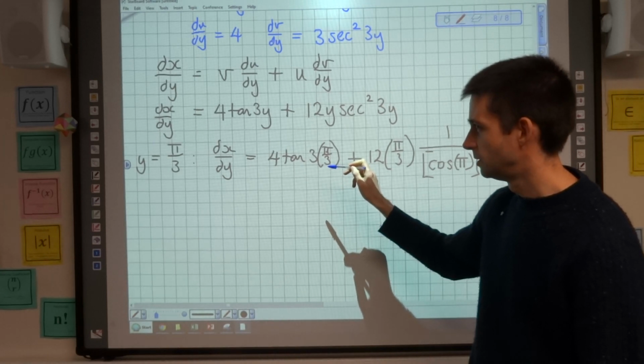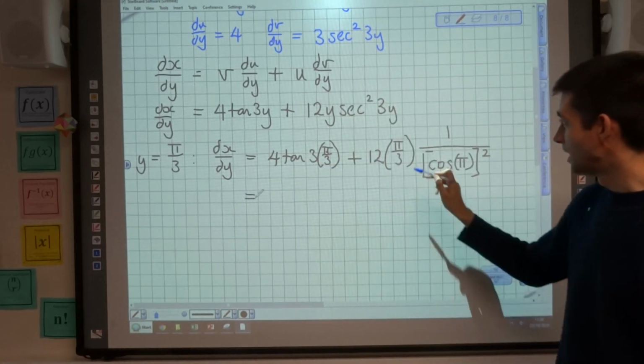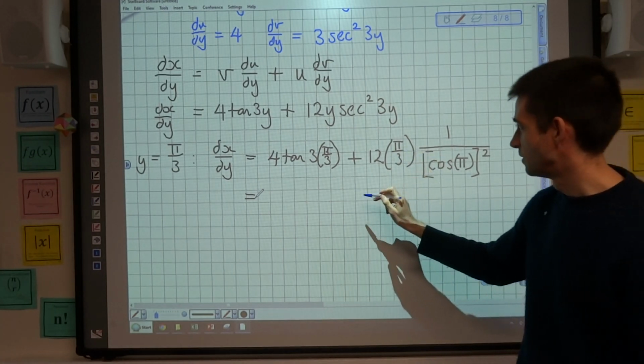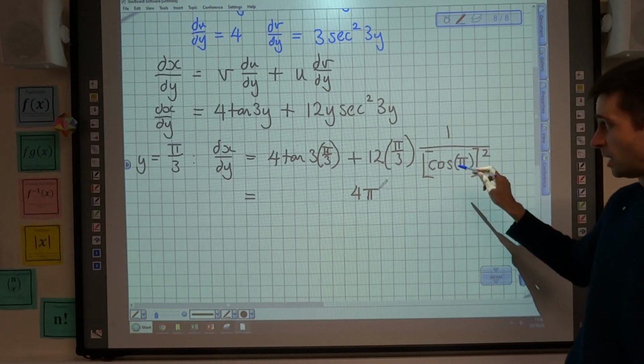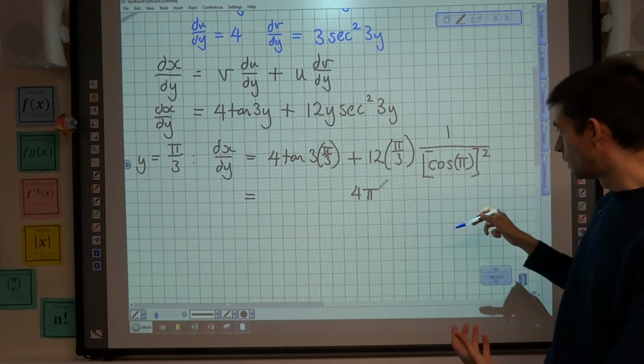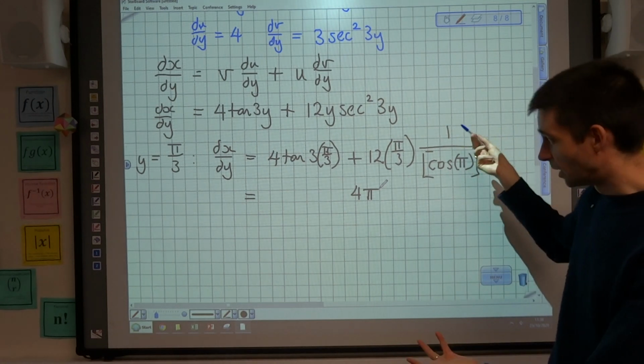Yes, tan of pi is 0. Brilliant. So we're going to get 0. And then we've got 12 lots of pi over 3, so we've got 4 pi there. Cos pi is negative 1, squared is 1, so that's all being multiplied by 1.